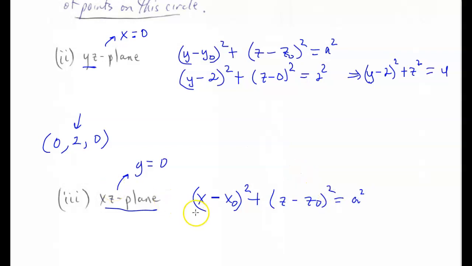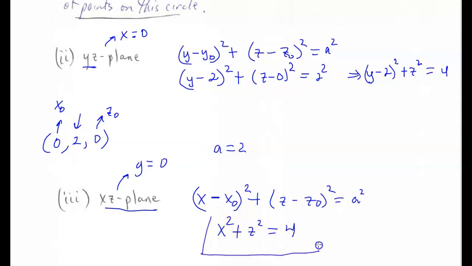Okay. And so of course, this would be our X sub 0 value. This would be our Z sub 0 value. So this would just end up being X squared plus Z squared. And of course, our radius before had a length of 2. So 2 squared is 4. And so this would be that final answer.